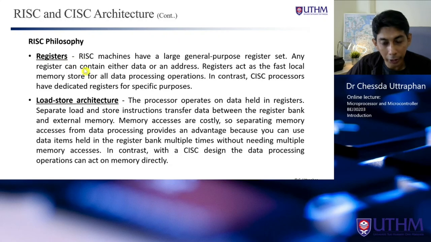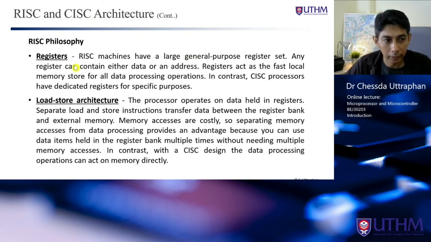In digital design, we use registers a lot, right? So normally a RISC microprocessor has a large number of general purpose registers. That means not only register A and B, as we will see later. Normally, a RISC computer or processor has more than 10 registers. For example, the ARM that we will use has 16 general purpose registers, as compared to CISC, which normally has a smaller number of general purpose registers.